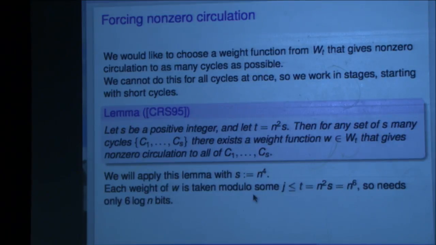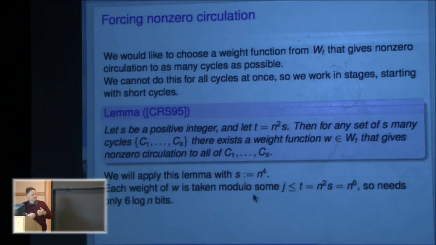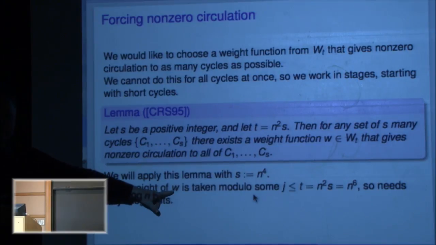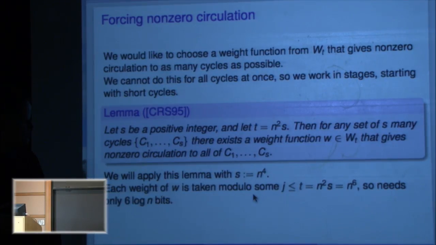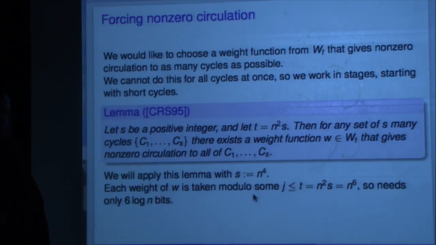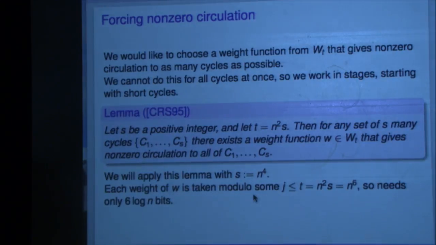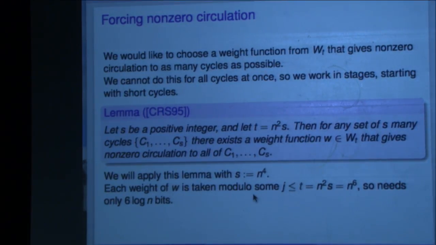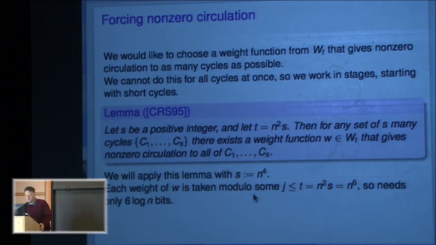All right, so what we do is just recall how we take each edge weight of the proto weight function, the power of two weight function, modulo some j, and now j is up to t, and t is now n to the sixth. So you can store each of these weights in 6 log n bits, or big O of log n bits. The 6 is not really important.